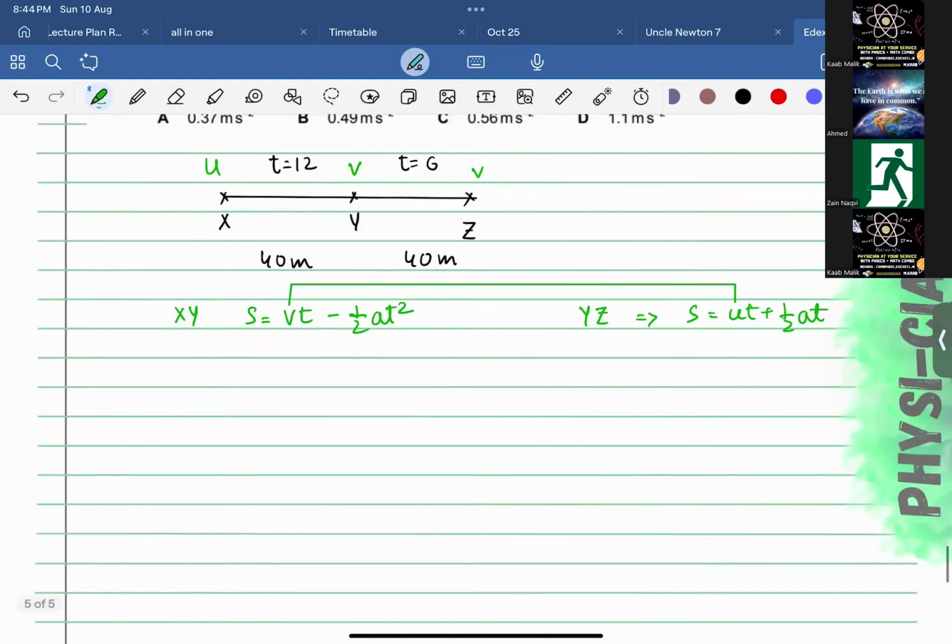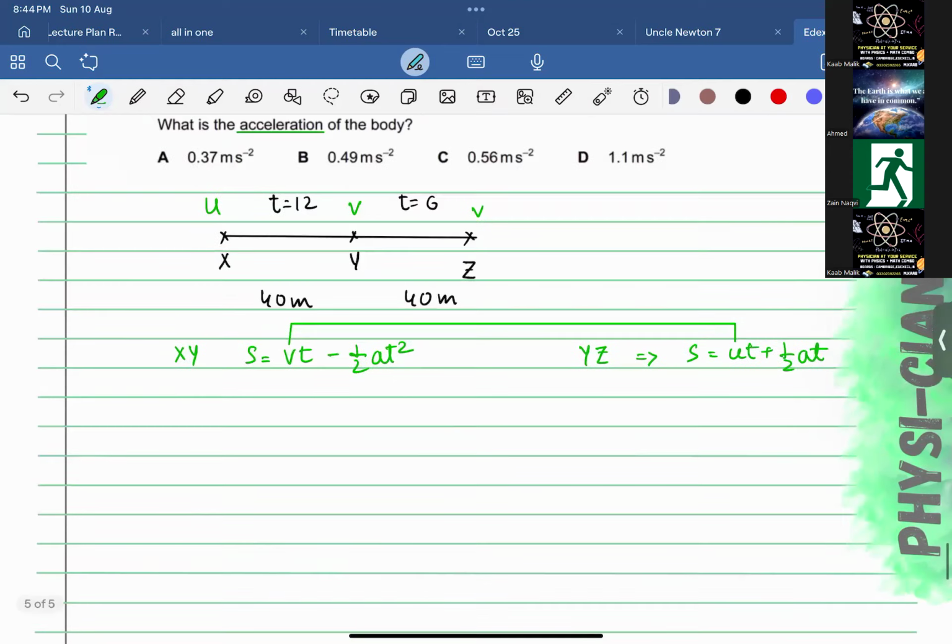Okay. Right. Now, 40 is the distance from x to y, and v is supposed to be, let's say, v, and the time is 12 minus 1 over 2. A is the same as a, and the time is 12 squared. And for this one, S is going to be 40. U is going to be V because we are taking the velocity at Y is V. And 6 plus half A is the same because in both the motions the acceleration is constant.